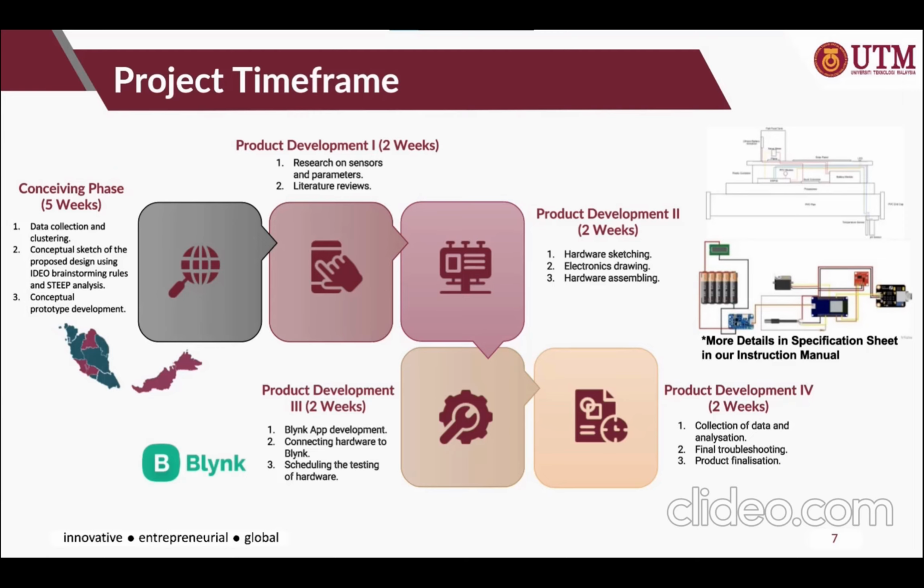The next 2 weeks, we started the product development process, where we researched the sensors we would be using in our product. Following weeks, we sketched the hardware, made the electronic circuit drawing, purchased and assembled the hardware. In the next week, we developed the Blink apps that would integrate with our device and tested the app and hardware synchronization. Finally, the last 2 weeks, we were in the final phase of our product development, where we carried out real-time testing of the data collection from the device to the app to our smartphone or laptop, final troubleshooting to make our product bug-free, and finalize the device.